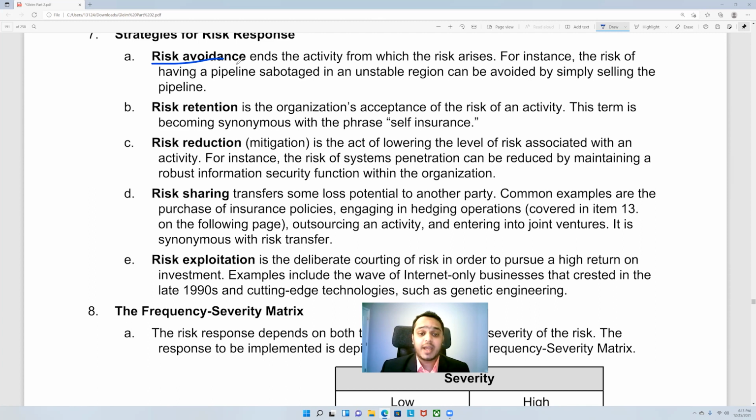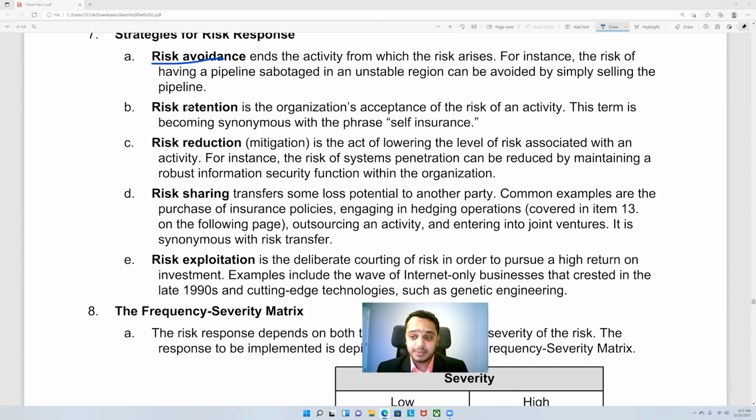Risk response ends the activities. This is really, really important. That's why I'm reading this. That's also the reason you guys also need to follow it up here. Risk avoidance ends the activity from which the risk arises. For instance, the risk of having a pipeline sabotaged in an unstable region can be avoided by simply selling the pipeline. What you're doing is just avoiding it by a proper means.